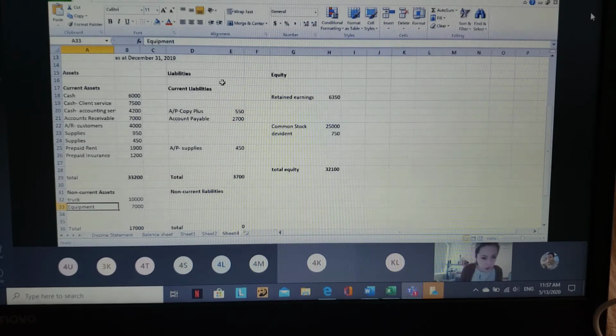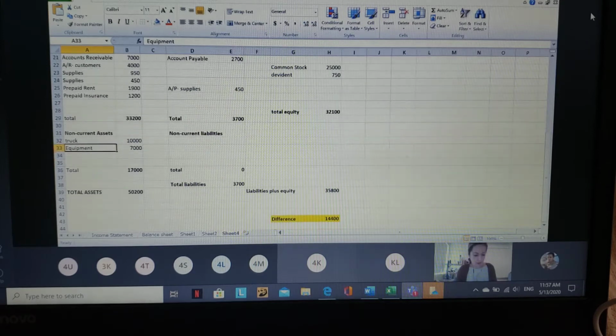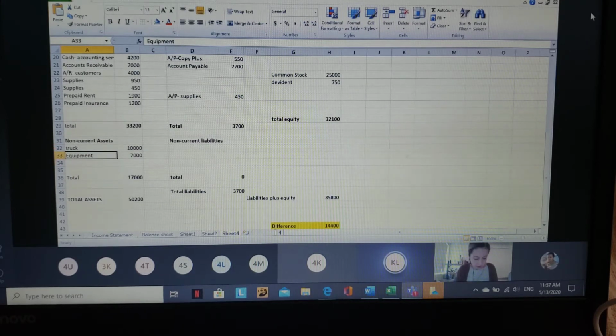So you're saying your total current assets is 33,200 plus your 17,000 that we all agree on. You've got 50,200. Yep. Minus. And then the difference is 14,000 for asset, liability plus equity.